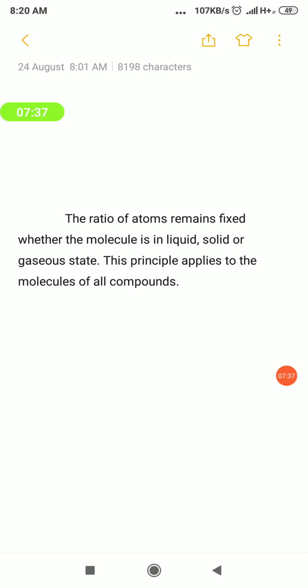Are you able to understand? When the physical state changes, their composition will not be changed. Even if the molecule is in solid state, liquid state or in gaseous state, there should be no change in the composition, chemical composition of the compound. So this principle applies to the molecules of all the compounds.